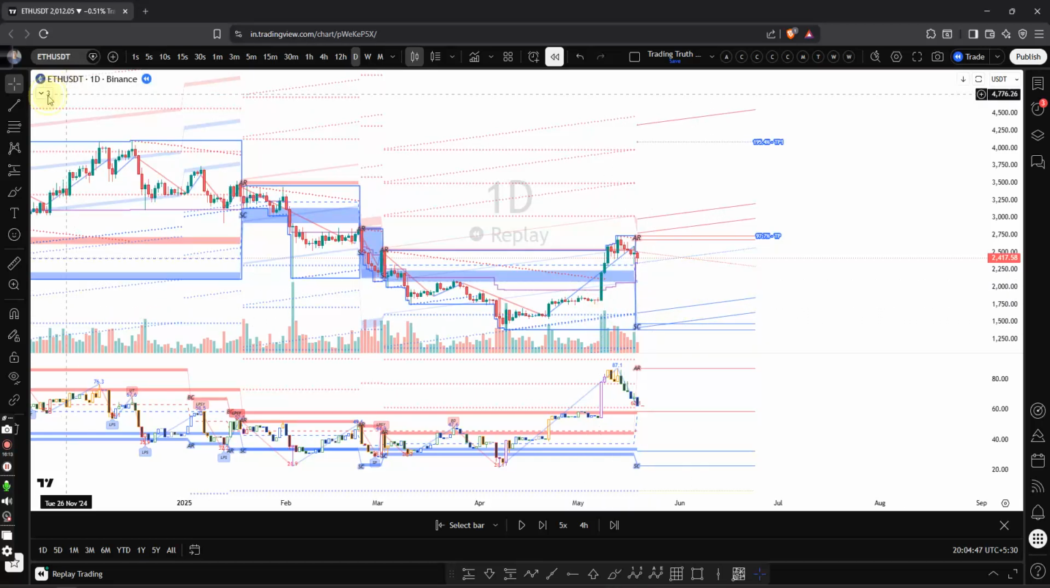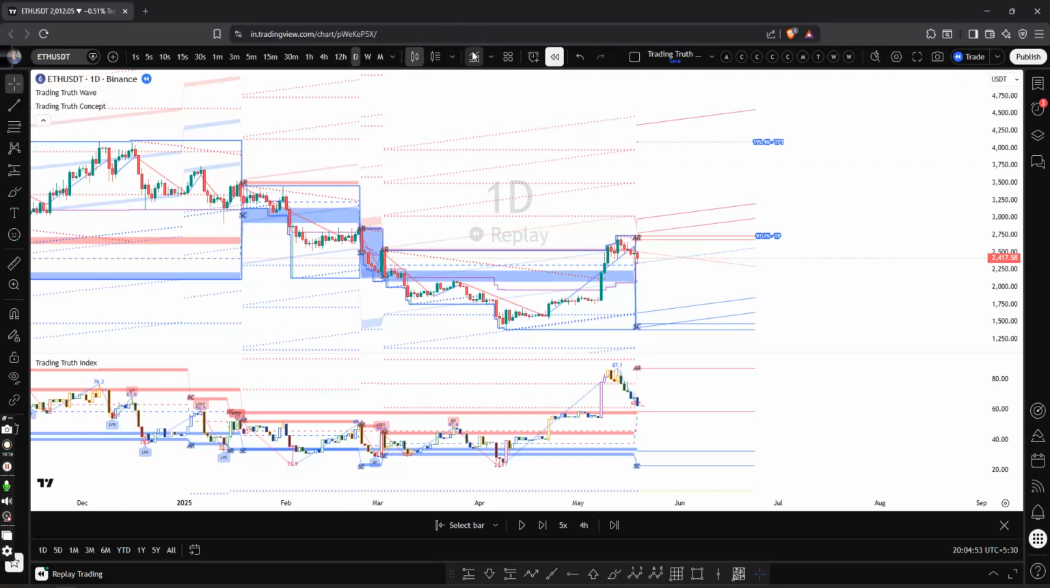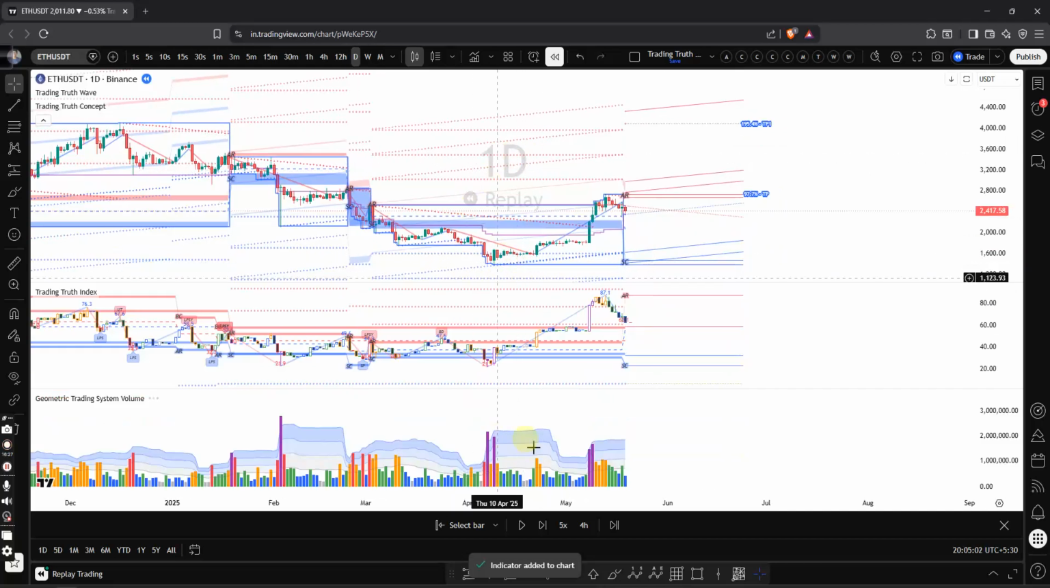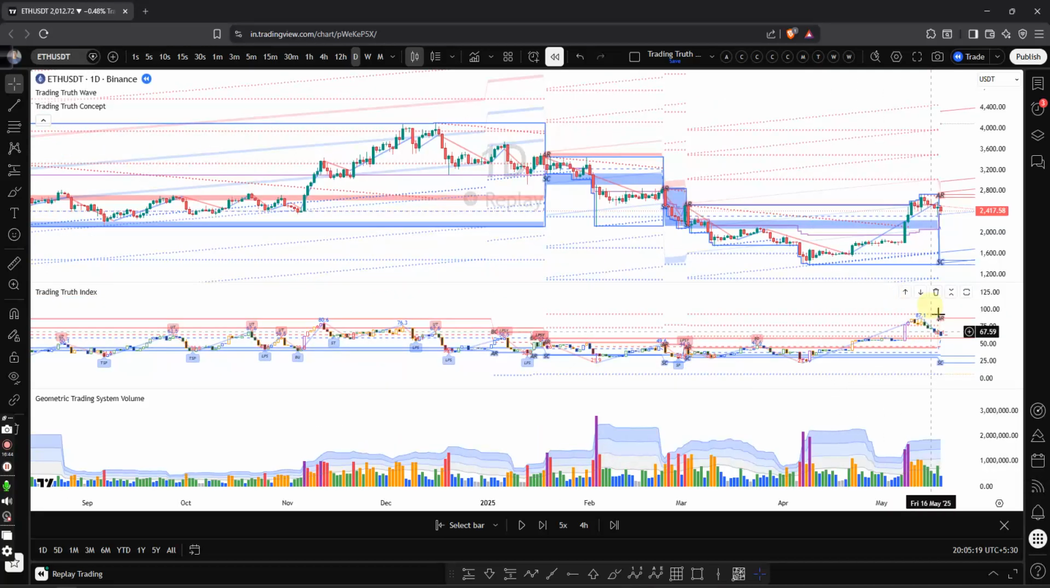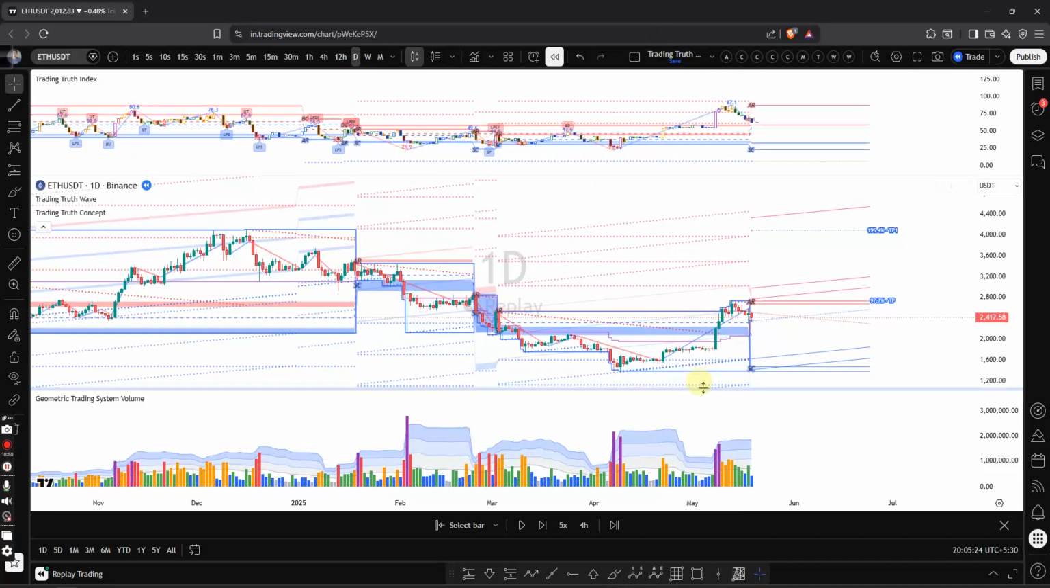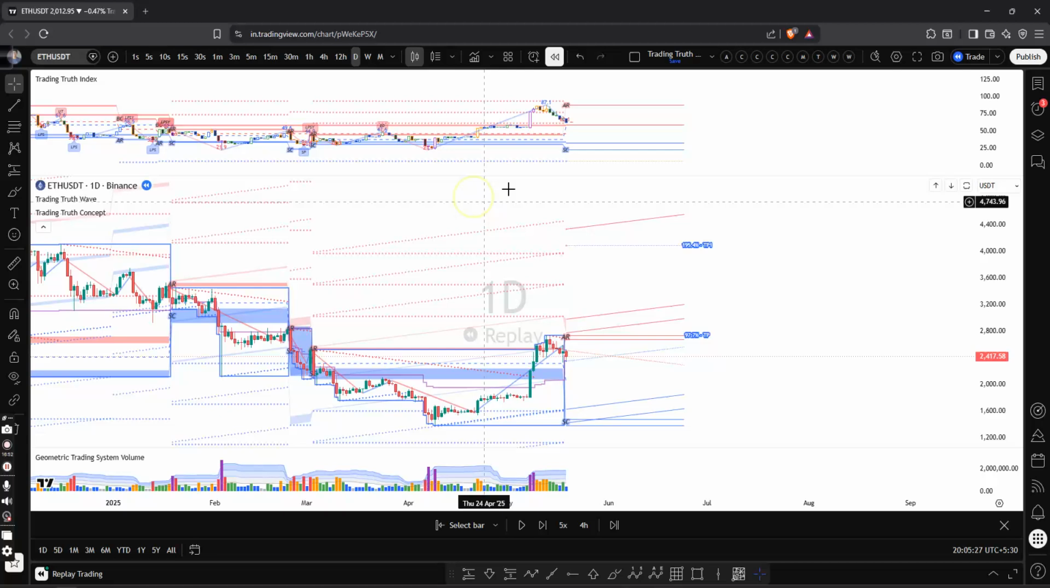Let me actually add the trading flows volume as well. This volume doesn't make sense to me, so I'll just add volume, this one. Okay, there we go. So you can see the color of the candle and how the volume categorization is. Purple is the biggest volume, and you can see those. So let's put this one above.